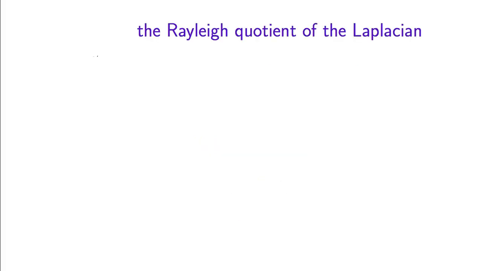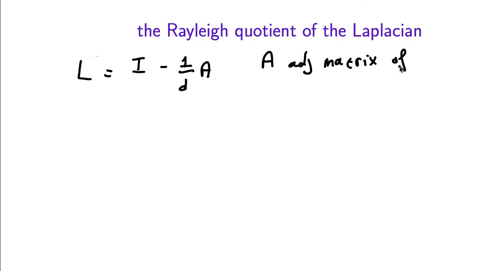Now we connect the characterization of eigenvalues that we just saw with the Laplacian matrix that came up in the statement of the fundamental theorem of spectral graph theory. Remember that we define the Laplacian matrix to be equal to the identity minus 1 divided by the degree times the adjacency matrix, where A is the adjacency matrix of some graph G that is d-regular.